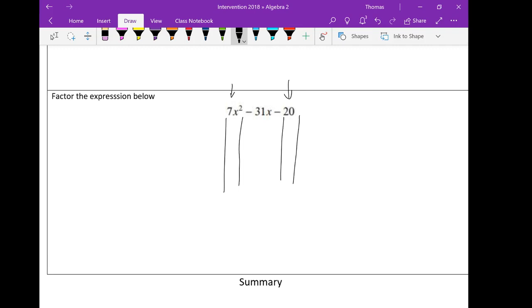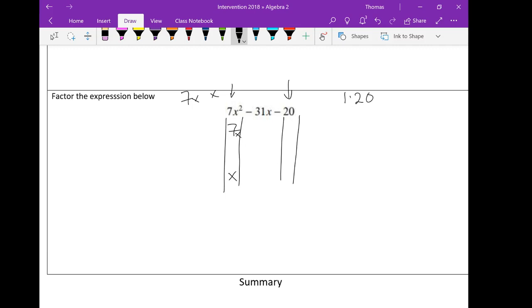Things that multiply to make 7x squared. Well, here there's actually only two things that would, 7x and x, because 7's a prime number. It doesn't have any other factors other than 7 and 1. So I'm going to put 7x and x here. And then for factors of 20, I'm going to list some options over here.